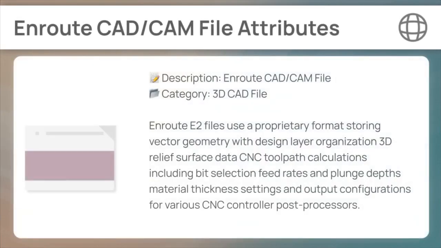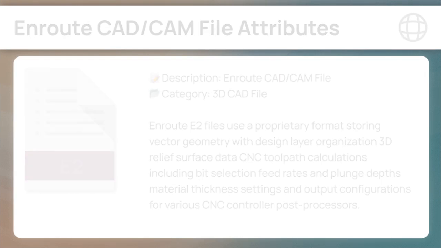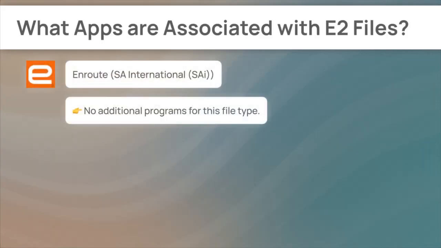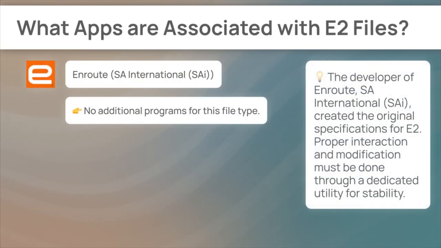Enroute E2 files use a proprietary format storing vector geometry with design layer organization, 3D relief surface data, CNC toolpath calculations including bit selection, feed rates, and plunge depths, material thickness settings, and output configurations for various CNC controller post-processors. The standard opener for E2 is known to be Enroute, developed by SA International, SAI. The file requires specific internal validation routines that only the proprietary software performs. Windows doesn't display full design details, so reviewing these files properly requires CAD-capable software.